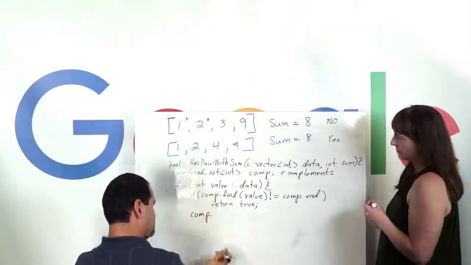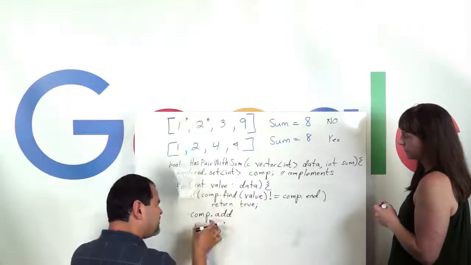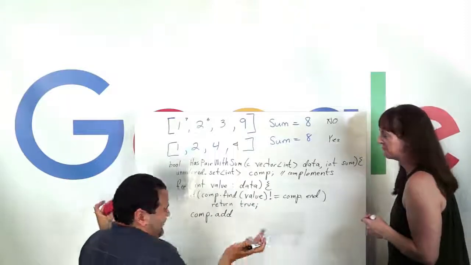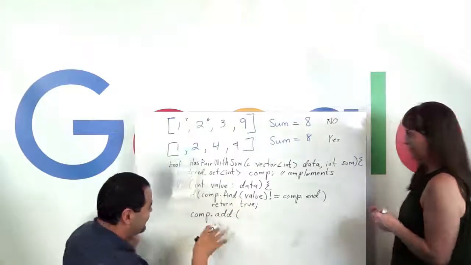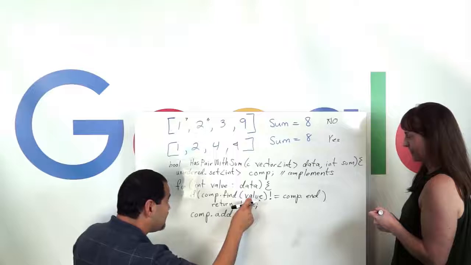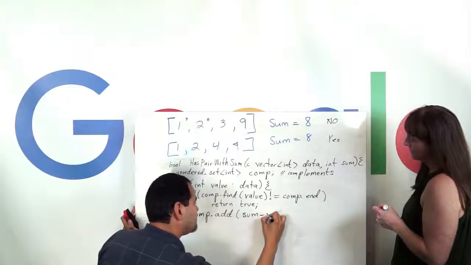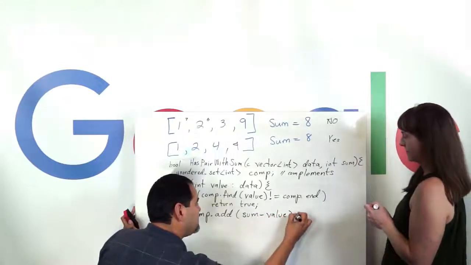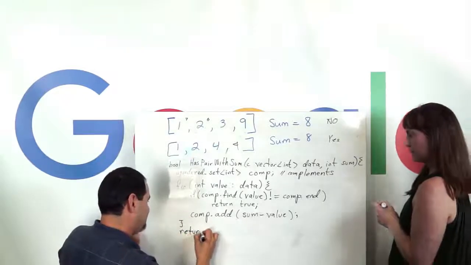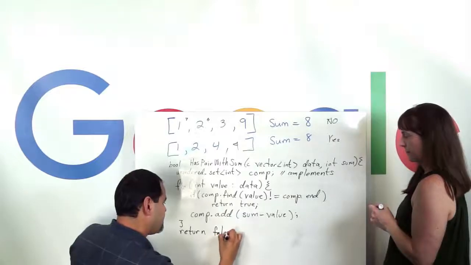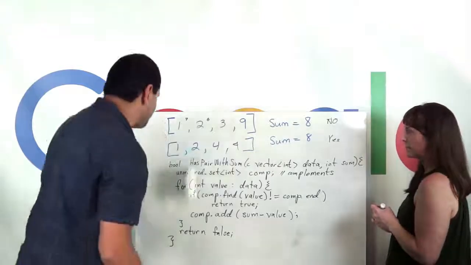My complements is going to be inserting, I don't remember, I think it's add for an unordered set, but there's something, it's either add or insert or something. So I add not the value, but the complement, like I said. So I do the sum minus value. I feel like I probably need to go through an example to make sure that this is correct. But I think that's it. Okay. Let me go through some examples to make sure.